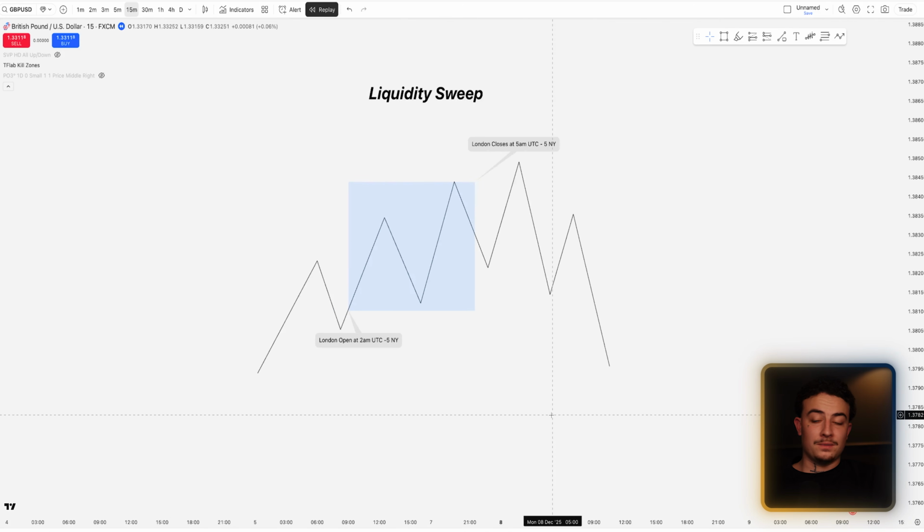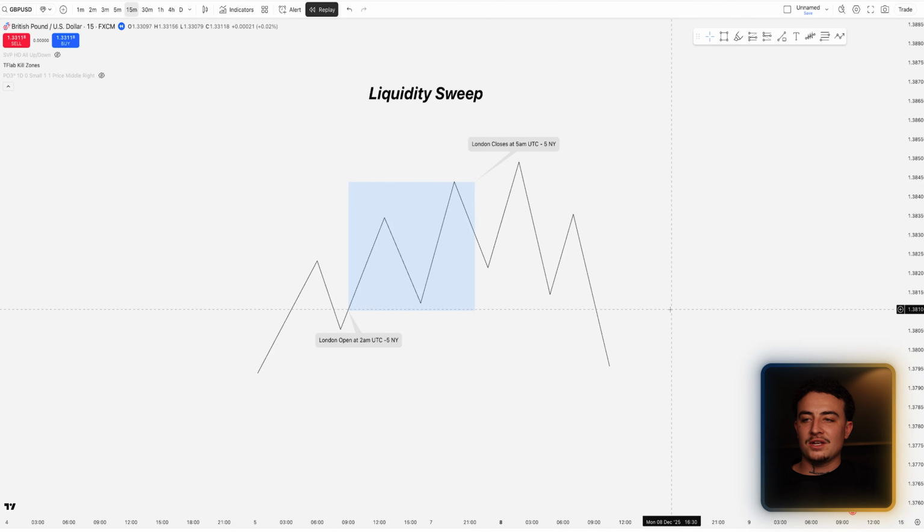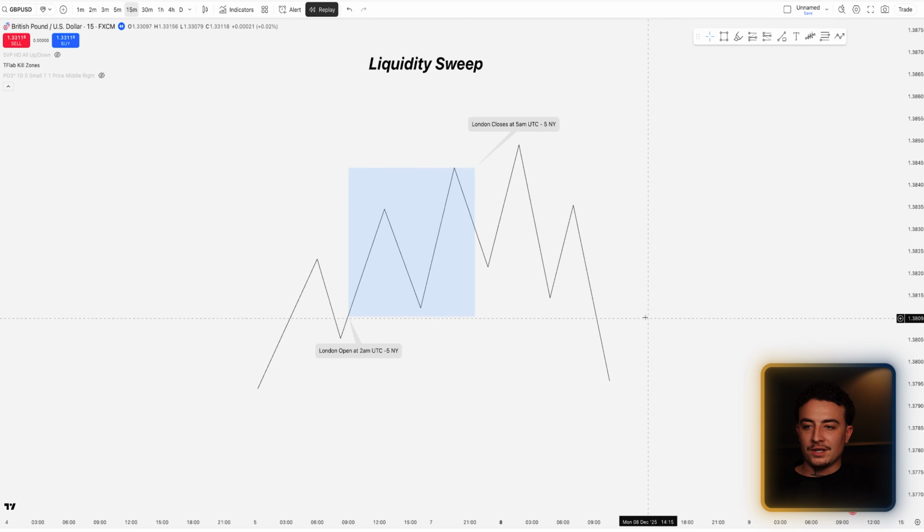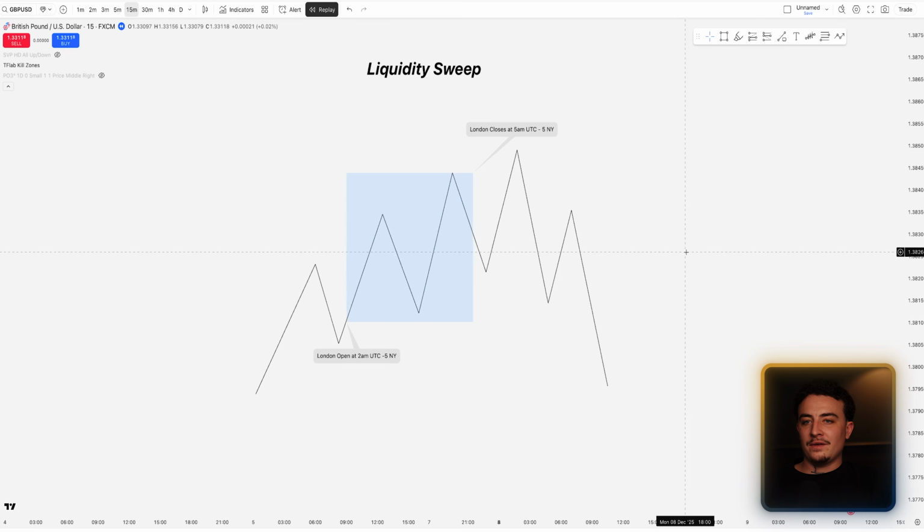Well, there's many terms for liquidity sweeps, right? You could have a sweep of a low, you could have a sweep of a trend line, etc. There's many ways that you can essentially have a liquidity sweep. But for my system and what I do, you have to have a sweep of either Asia or London. In this situation, in the trade that I took here, it was a sweep of London.